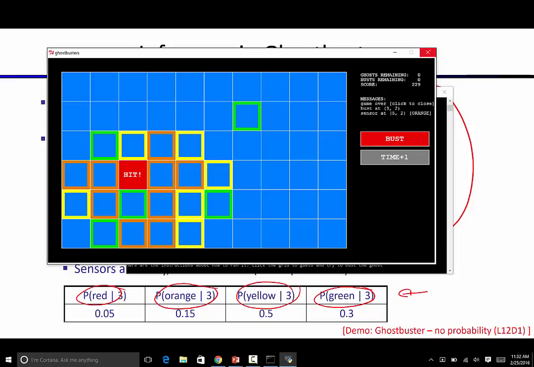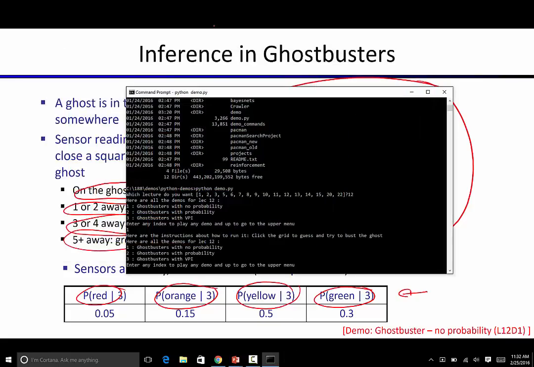What we'll look at today is the underlying calculations that you can do to know exactly what the probability is that the ghost was in that location, or any other location for that matter.